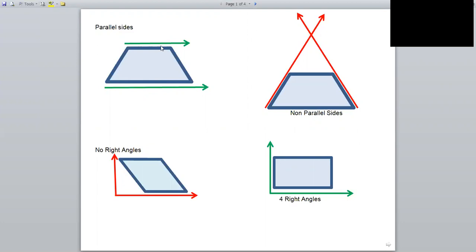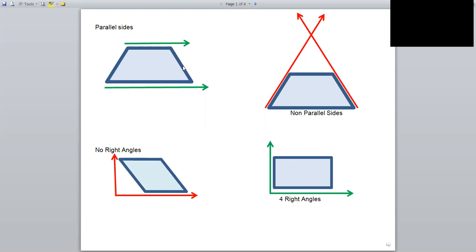Now, if we were talking about the right side of this polygon, what would be the opposite side? Good job, the left side. So if we're talking about the right, the opposite side would be the left. If we're talking about the left, the opposite side would be the right side.